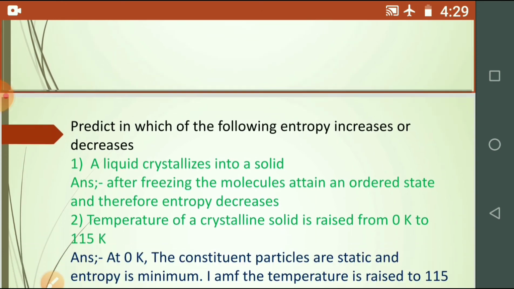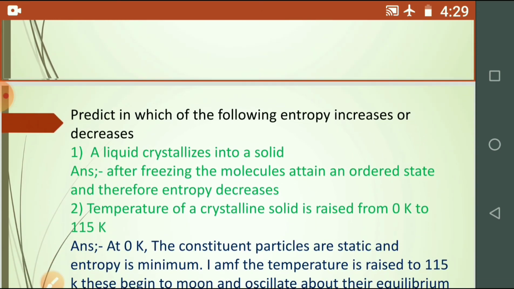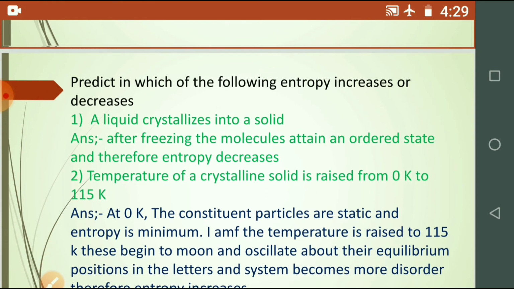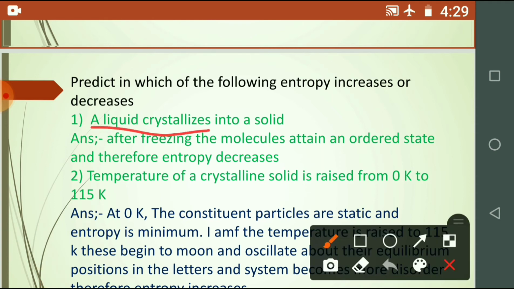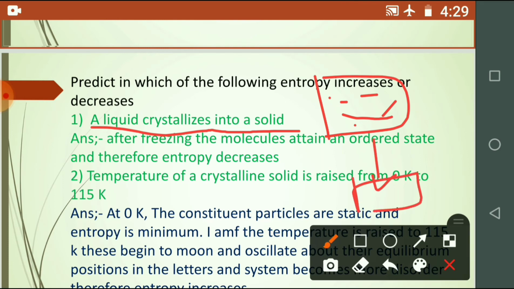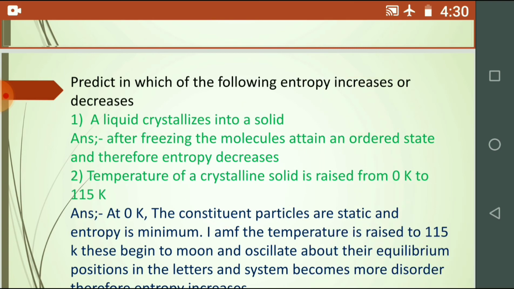In the exam, or in board exams or CET, what they ask you is: predict in which of the following entropy increases or decreases. First, liquid crystallizes into solid. So when it is liquid, the molecules will be randomly moving. Whenever it is converted into solid, the particles occupy fixed positions and they can vibrate only about their mean position. So we say that after freezing the molecules attained an ordered state. Then disorder automatically decreases, entropy decreases.